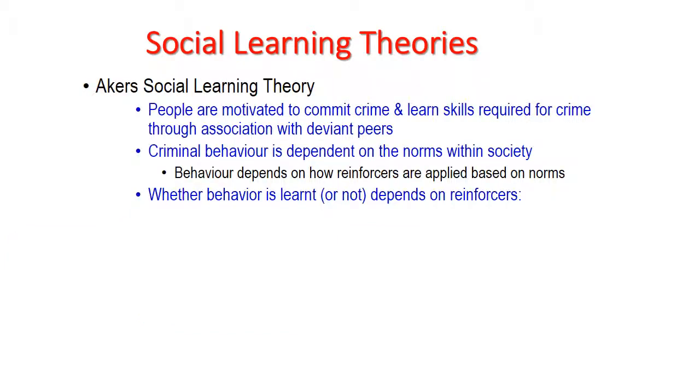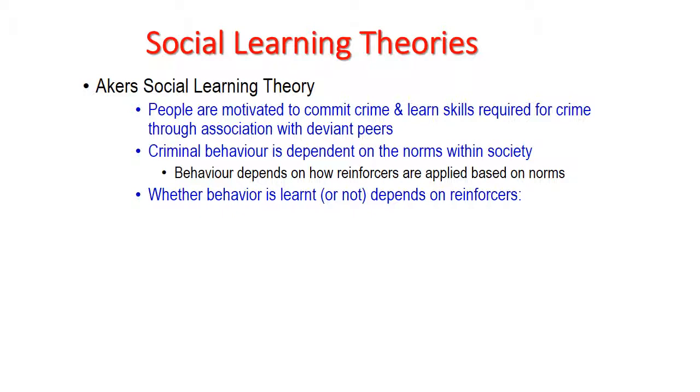And this, in summary, is what he calls the principle of differential association. Ronald Akers, another learning theorist, used Sutherland's differential association theory as a base. He expanded this theory to create or to develop what we now know as Akers' social learning theory. This specific social learning theory is focused on why and how people are motivated to commit crime and to learn the skills required for crime through association with deviant peers. That is, this theory is basically, in a sense, focused on how people learn to become criminals.